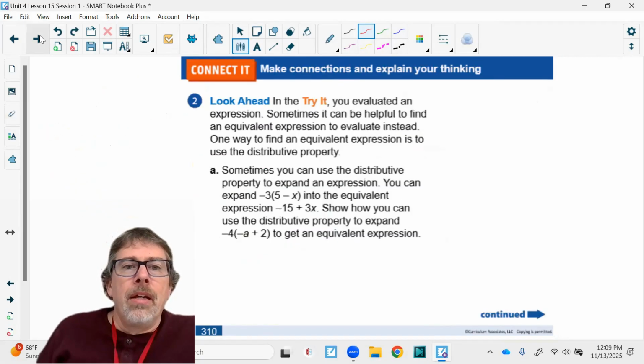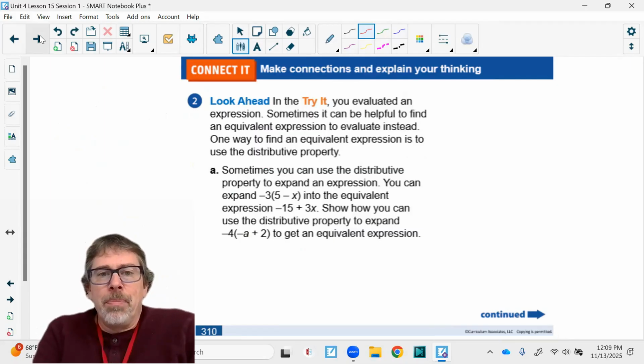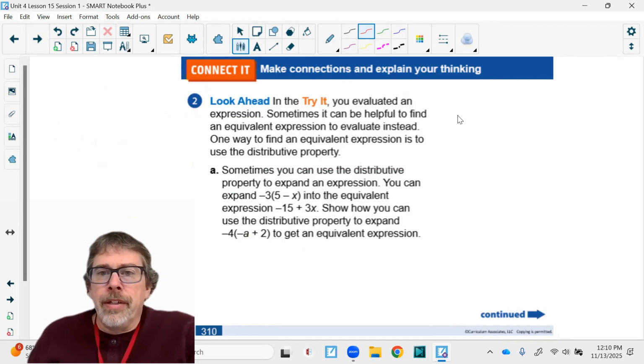Okay, connect it. Look ahead. In the try it, you evaluated an expression. Sometimes it can be helpful to find an equivalent expression to evaluate instead. One way to find an equivalent expression is to use the distributive property. Sometimes you can use the distributive property to expand an expression. You can expand, I'm going to write this over here, negative 3 times 5 minus x into an equivalent expression. Show how you can use the distributive property on this.